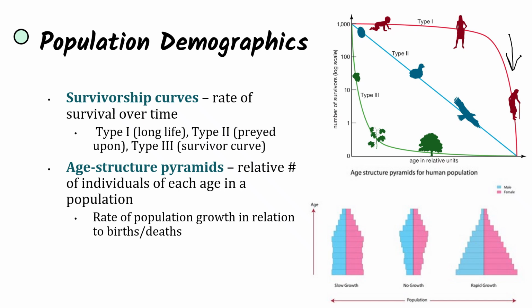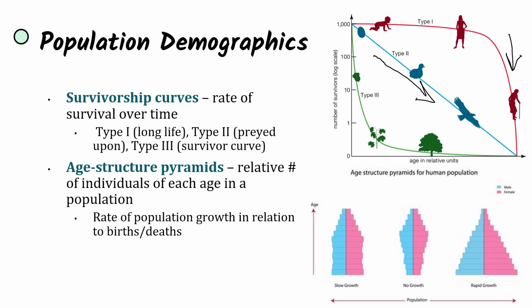We have type 2, which is going to be a preyed upon type. So it's generally going to be a fairly constant middle line here, where even though the individual can survive into late life, there's also a chance for it to be preyed upon at any point during its life.